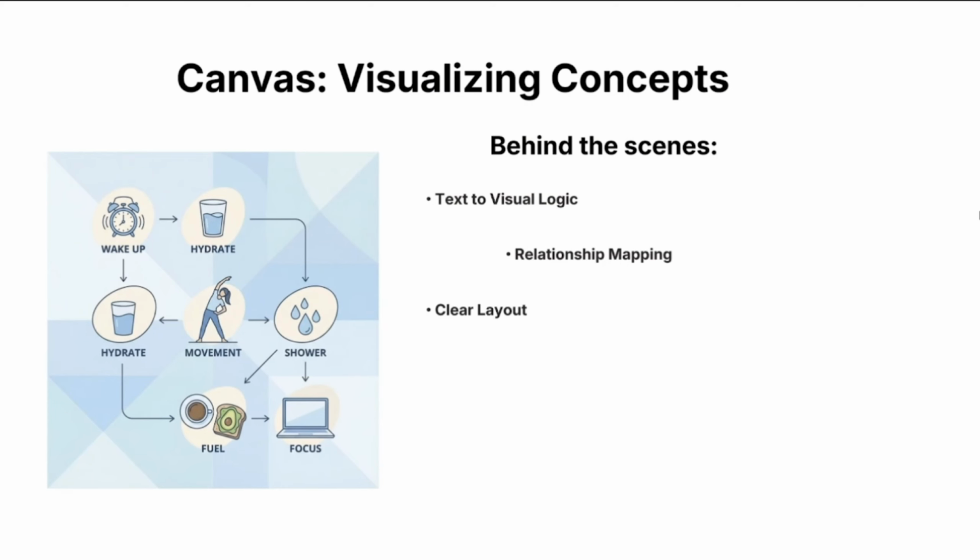Now I will explain the Canvas visualizing concept, which focuses on visual understanding. Canvas converts ideas into diagrams, flowcharts, and structured visual layouts. Gemini first understands how concepts are connected, then maps these relations visually, which makes complex topics much easier to understand. This feature is especially helpful for students, teachers, and presenters.